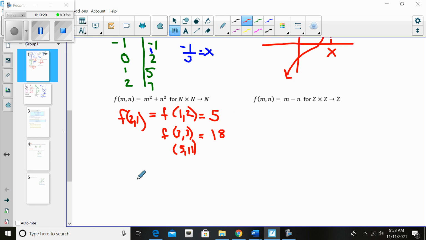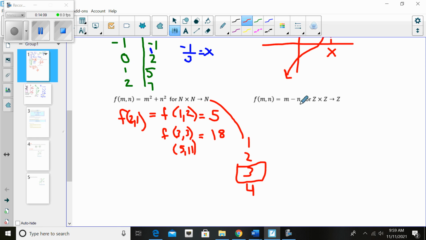And then is it onto? Could I, for every possible natural number, find the sum of perfect squares that adds to it? That would not work. For example, I don't know how I'd get 3. If I square 1 and square 1, or square 1 with squaring 2, that's never going to get me 3. So this one would be neither 1-to-1 nor onto.